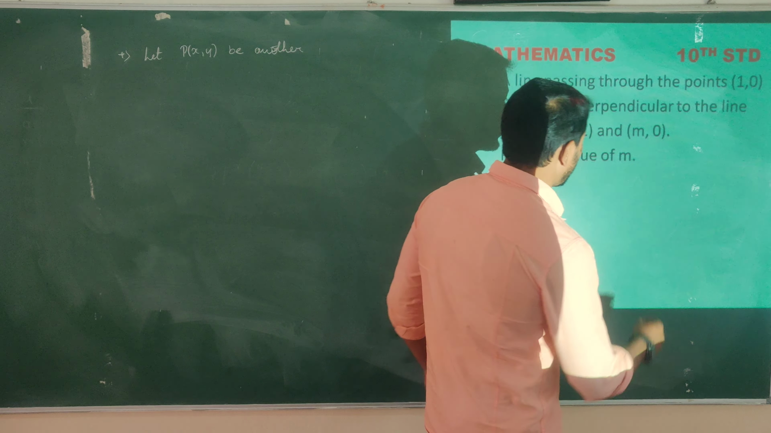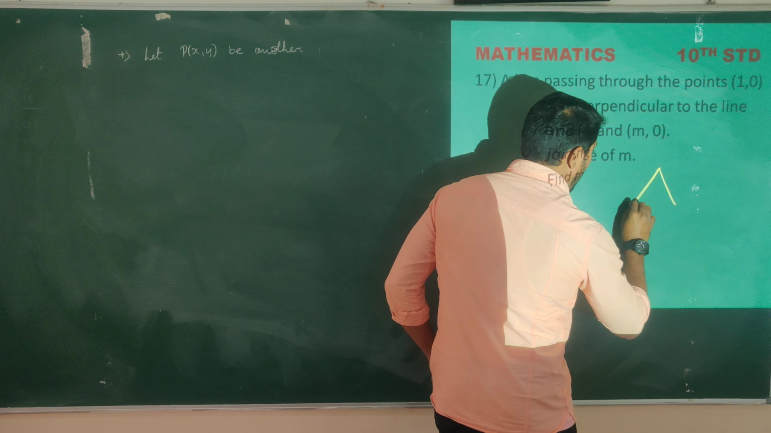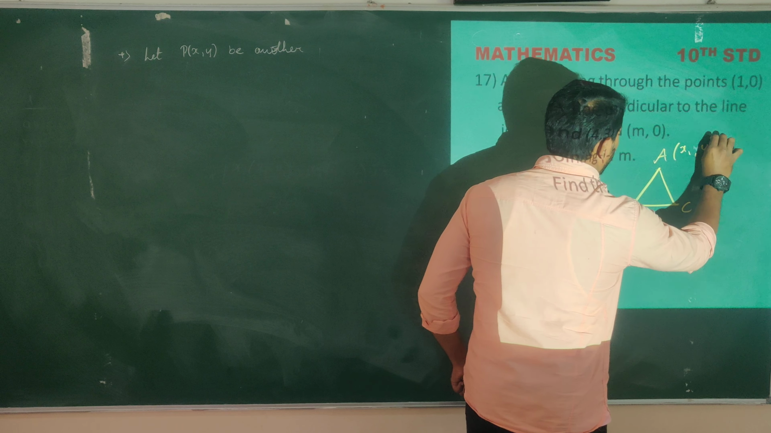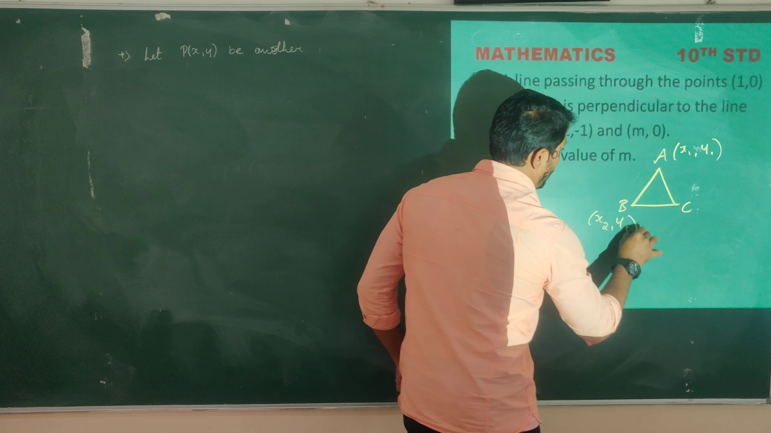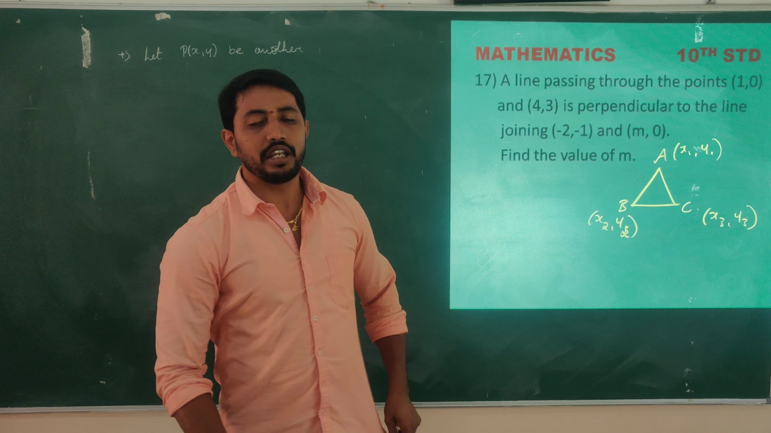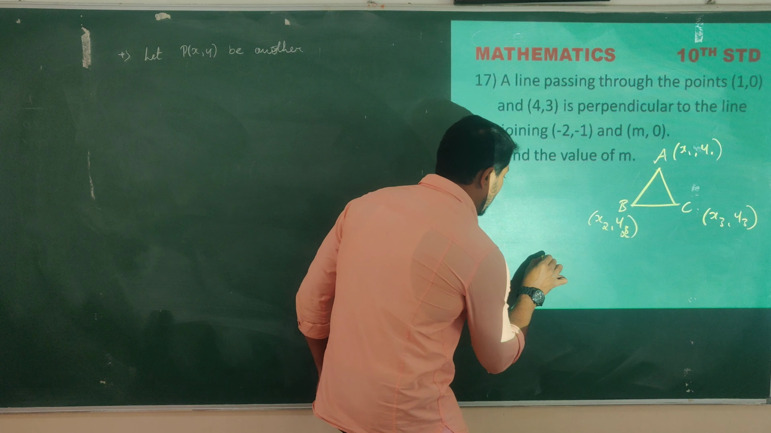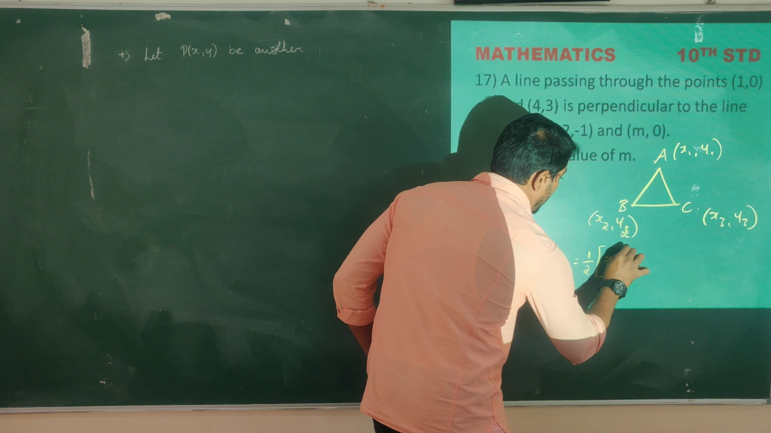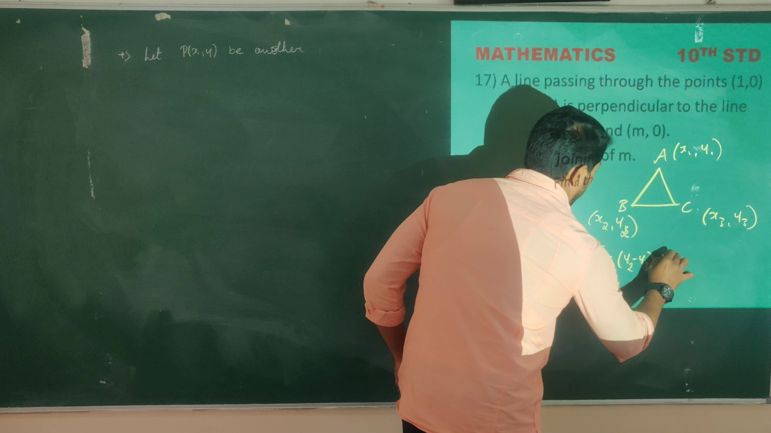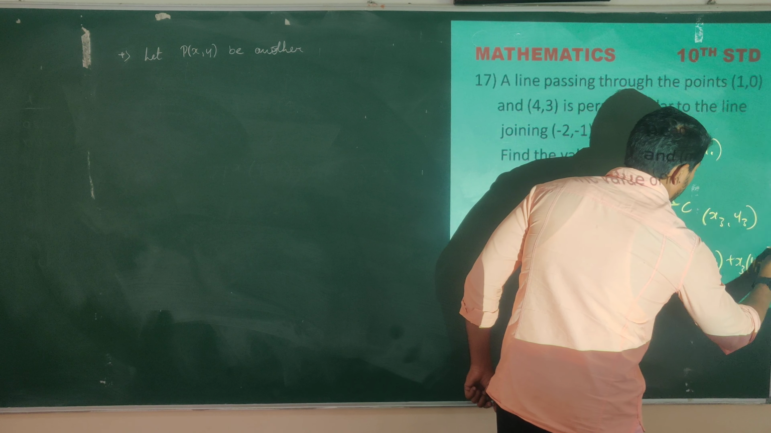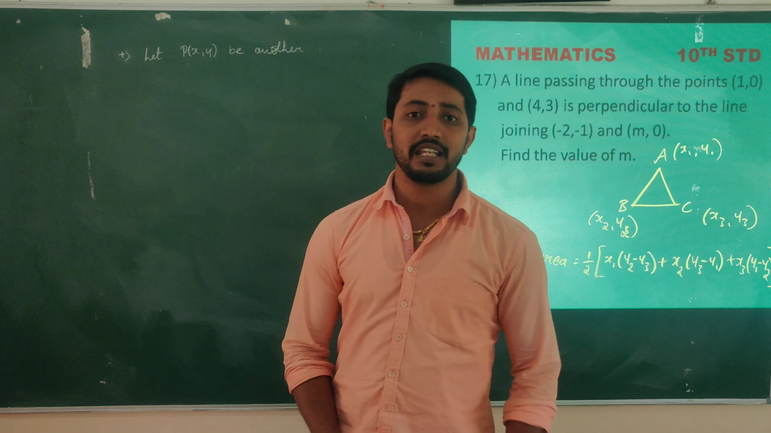First, let us construct a triangle. If ABC are the vertices of a triangle whose coordinates are (x1, y1), (x2, y2) and (x3, y3), then whenever we know the three coordinates of a triangle, the area can be obtained with the help of the formula 1/2 times [x1(y2 minus y3) plus x2(y3 minus y1) plus x3(y1 minus y2)]. So this is the formula which helps us calculate the area of a triangle.